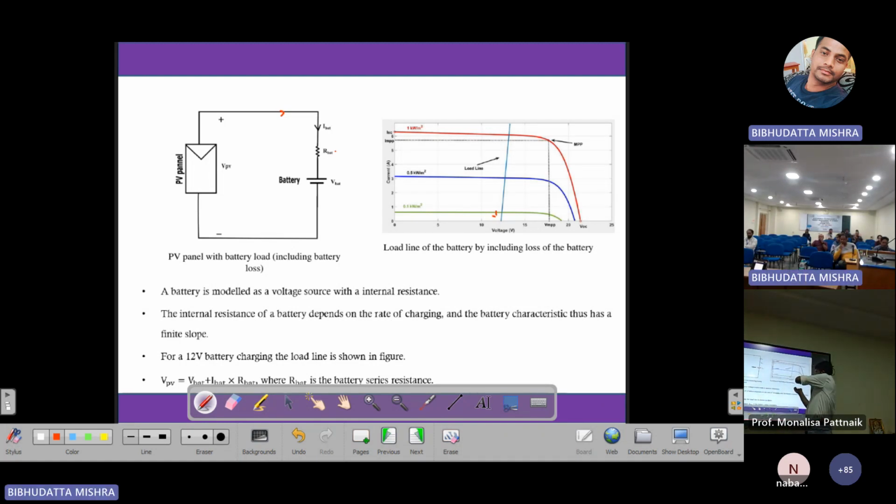And if the battery is discharging, then the slope of this curve will be on the left-hand side, not on the right-hand side. So here also, depending on the battery value and this internal resistance, the operating point will be decided.